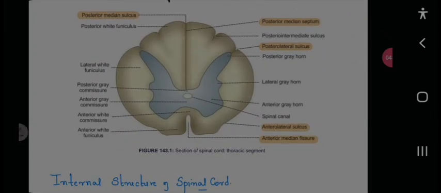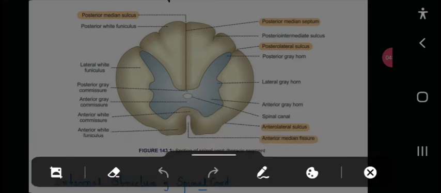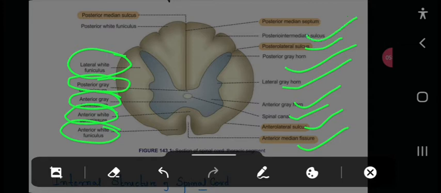Posterior median sulcus, posterior white funiculus, lateral white funiculus, posterior gray commissure, anterior gray commissure, anterior white commissure, anterior white funiculus, anterior median fissure, anterolateral sulcus, spinal canal, anterior gray horn, lateral gray horn, posterior gray horn, posterolateral sulcus, posterointermediate sulcus, and posterior median septum.